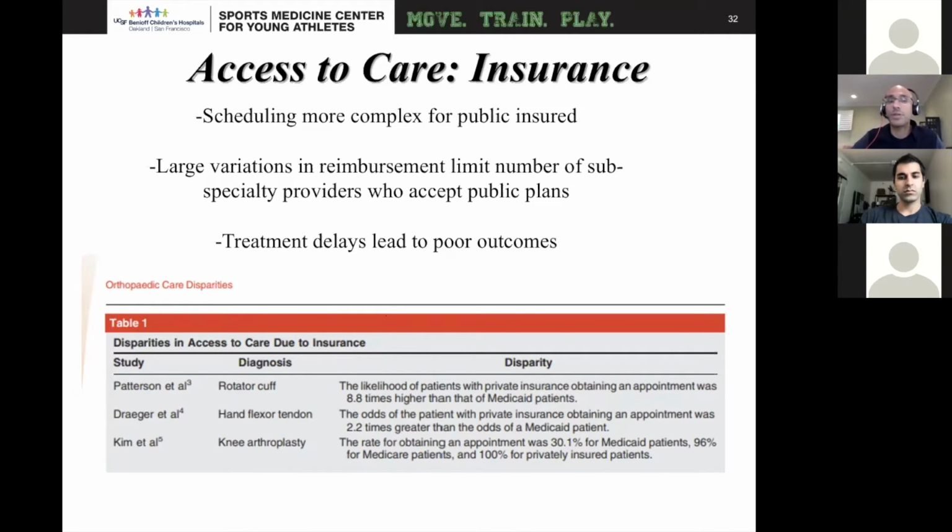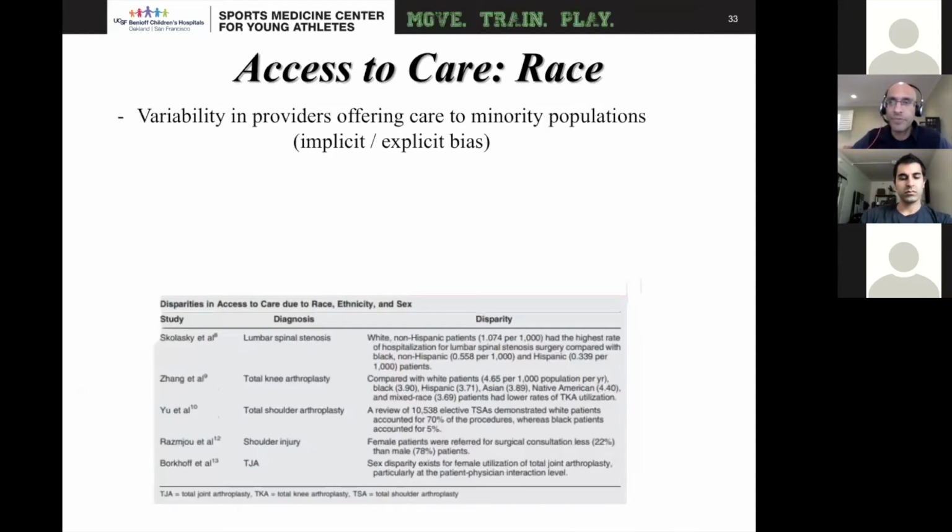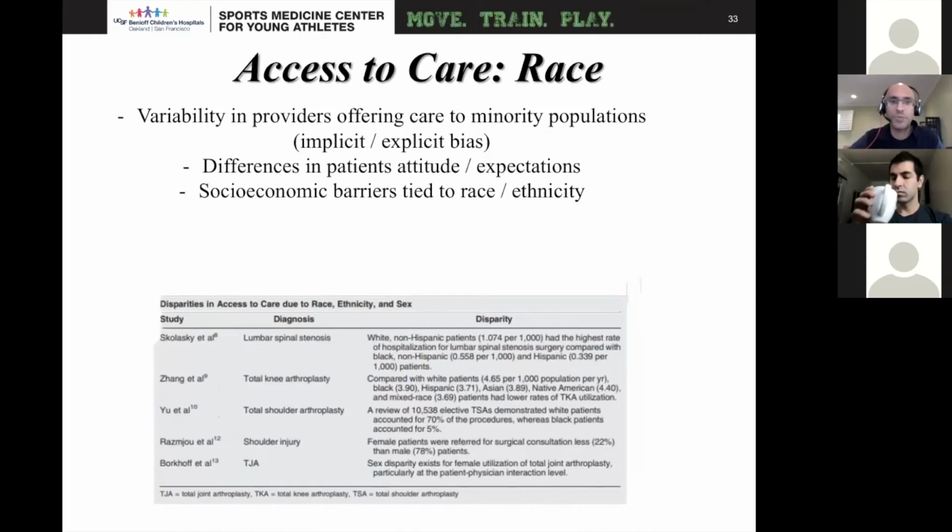And then treatment delays lead to poor outcomes. We've shown this in terms of rotator cuff. We've seen this in terms of hand flexor tendon issues. We've seen it in terms of arthroplasty. And the same thing holds true with race: the ability to access the healthcare system and what treatments are actually offered to patients based on their race, as well as their socioeconomic status. And then how patients interact with you is based on those perceptions as well.